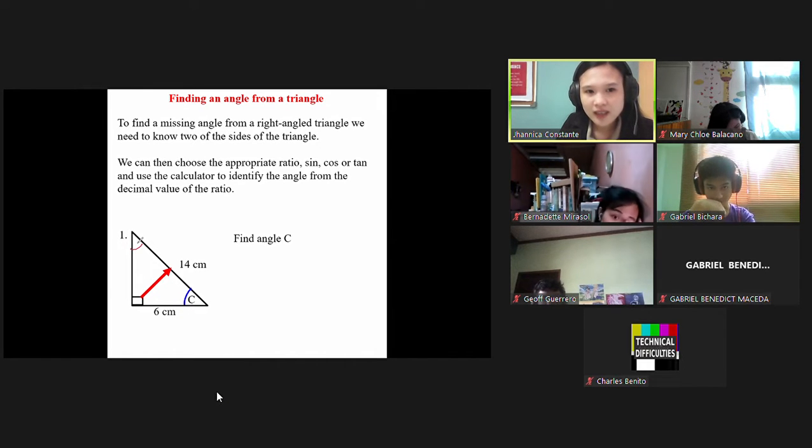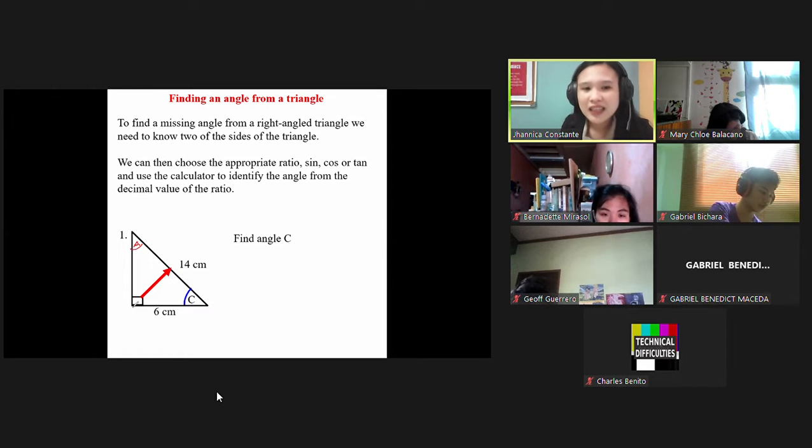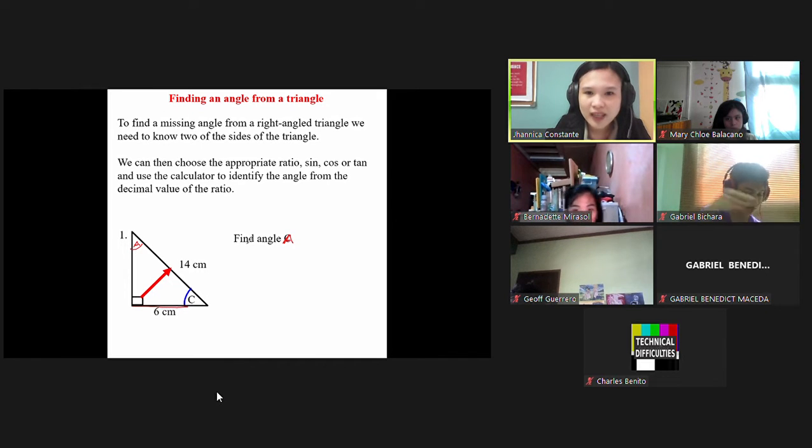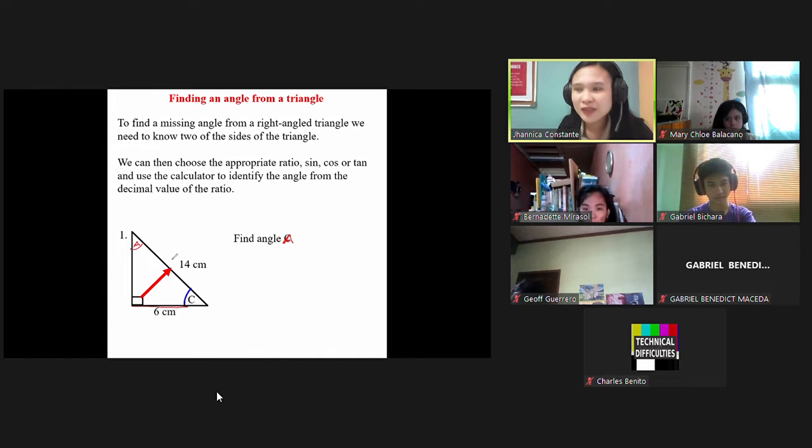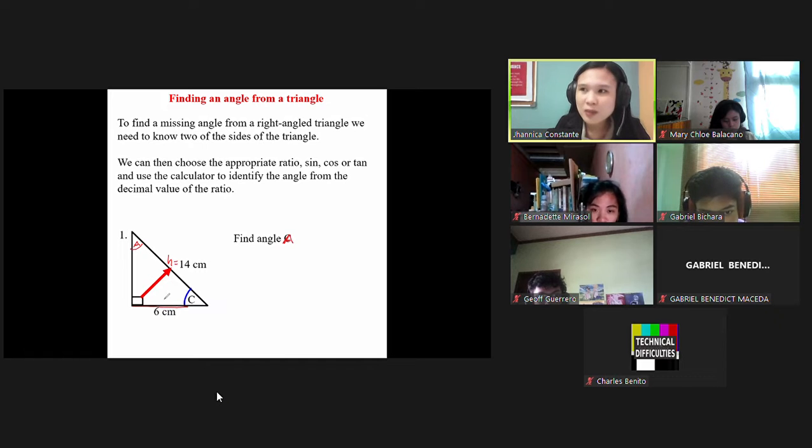Let's use the same triangle, but now let's find the measurement of the angle. Let's say this is angle A. So the same triangle, the same measurement for our hypotenuse, but this 6 centimeter will not become your adjacent anymore. So we have to solve for angle A. We have hypotenuse, the same, 14 centimeter. Your 6 centimeter, since it's facing your angle A that you're going to solve, will be your opposite. And this side is your adjacent.